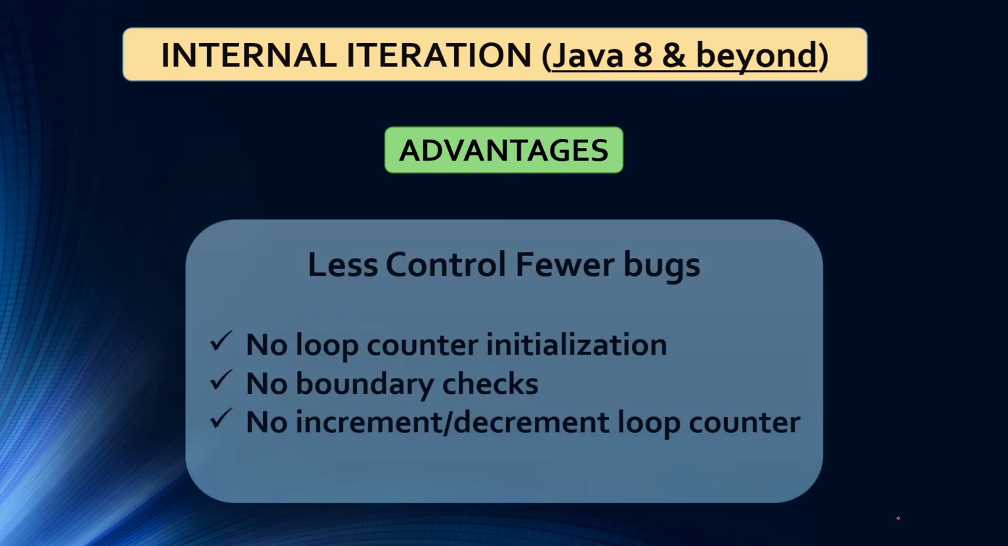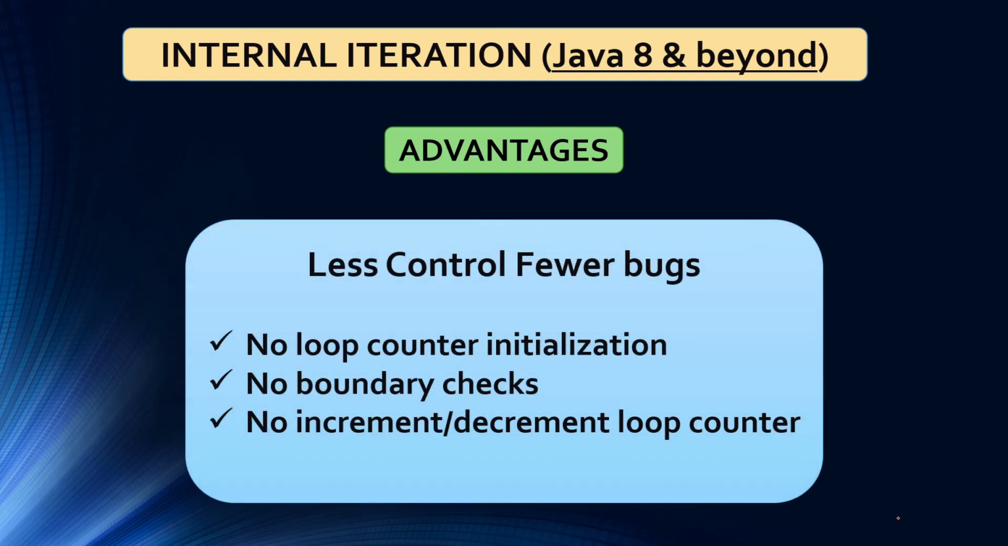The last advantage is that less control leads to fewer bugs. Internal iteration leads to less control because the iteration is controlled by the collection itself. So as a developer, we are losing control, and often losing control or having less control leads to fewer bugs, because we don't have to deal with all the ceremonious code which a for loop comes with, like loop counter initialization, boundary checks, or incrementing and decrementing the loop counter. So these were the few advantages which we get with internal iteration.